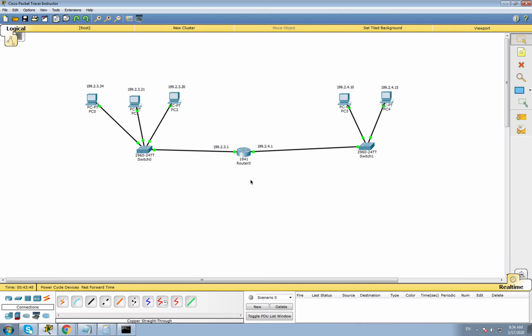I've been a little bit busy here with my network and I've made some changes. Once again, I've got one of these routers stuck in the middle. So of course, what have I done? Well, I've taken two networks and I've joined them together.